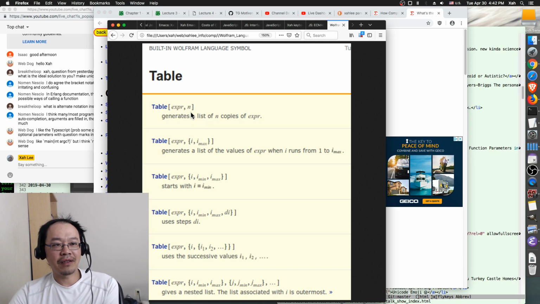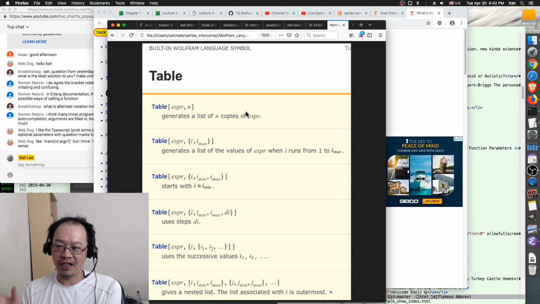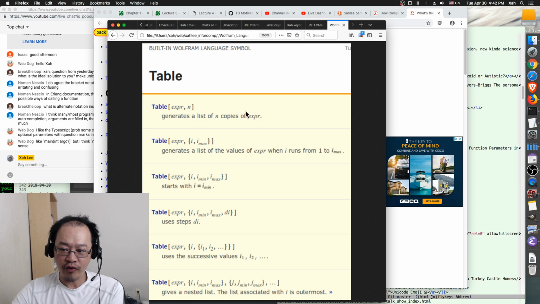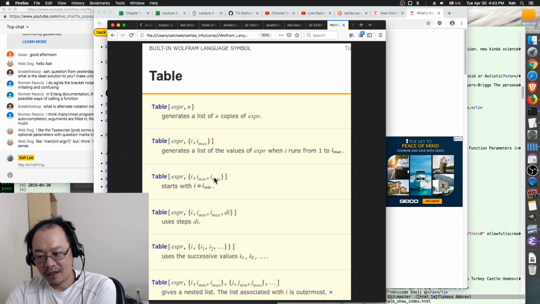By the way, table is actually like what's called a list comprehension in Python or other languages or Haskell. But in Mathematica, it's actually a function. It comes in a function form. But anyway, table takes two arguments. The second argument can actually be a list. So you have this syntax. Then the list can actually have 3 items, and can have 4 items as well.